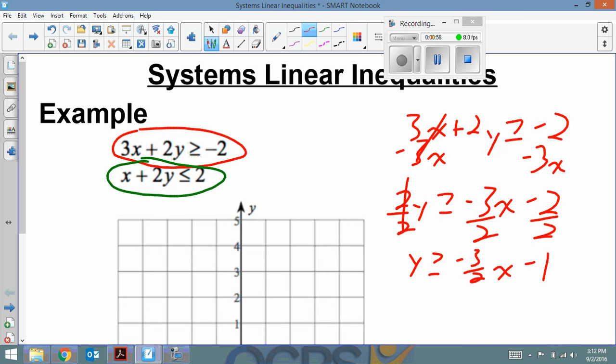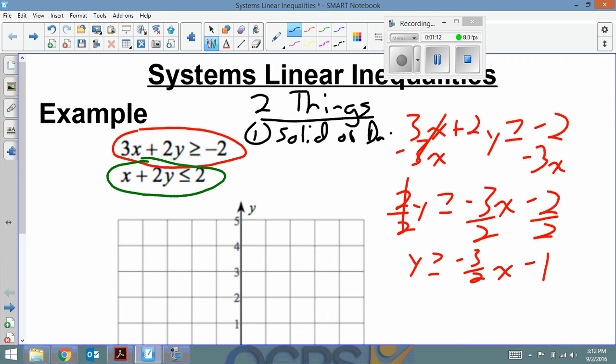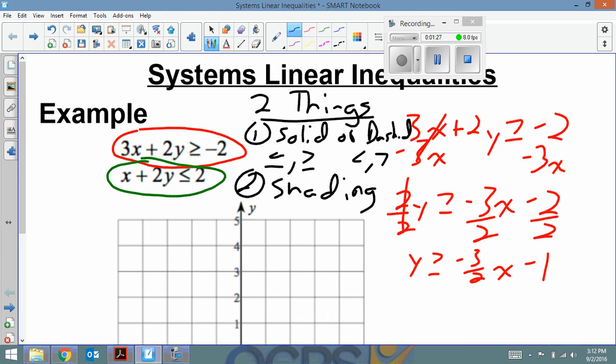Remember there are two things that we got to remember with inequalities. The first is that we will have either a solid or a dashed line. To be solid, that means you're going to have that equal to line underneath there. To be dashed, that means it doesn't have that. The second thing is you're going to be shading. Okay, so we have our first line, so we're going to graph that one.